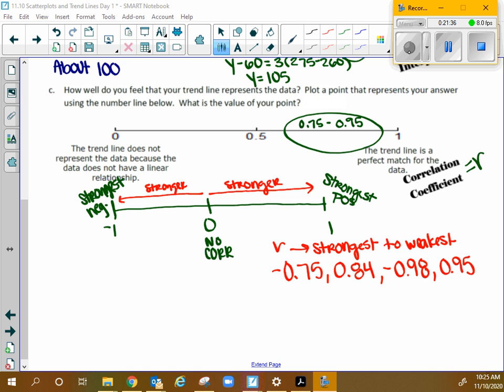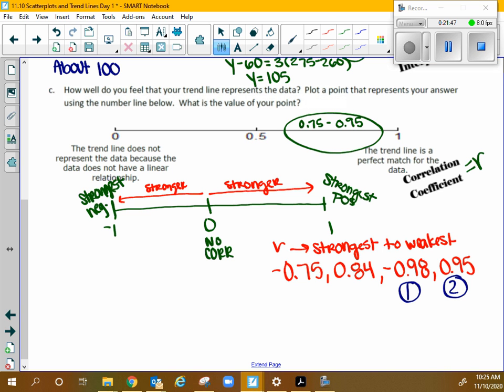Okay. Which one's the strongest? Very good. What about the next one? Very good. Very good. Okay, y'all caught on immediately. My first period, we had to do it a couple of times.